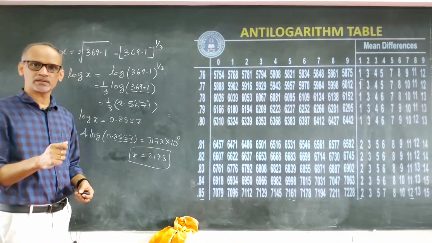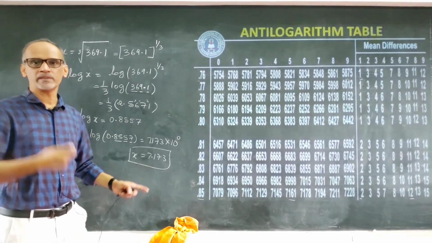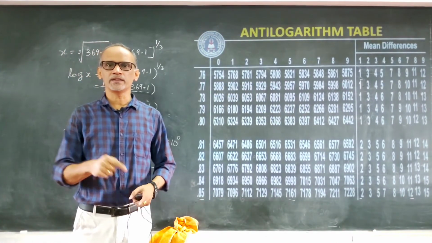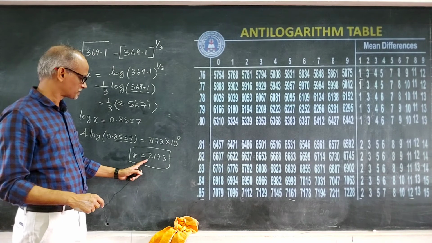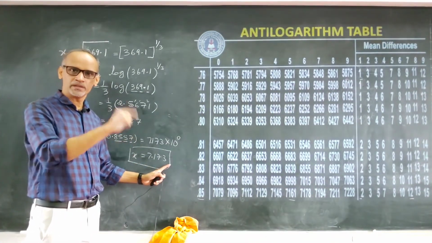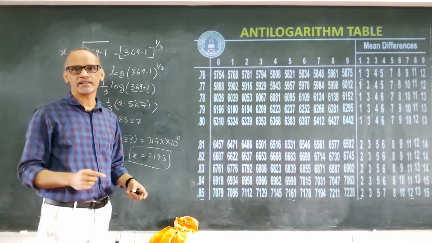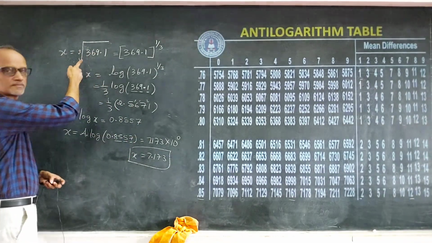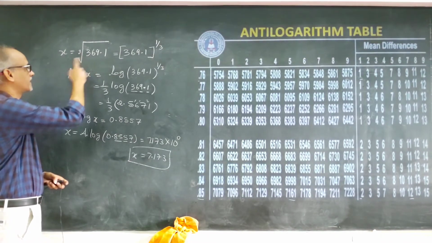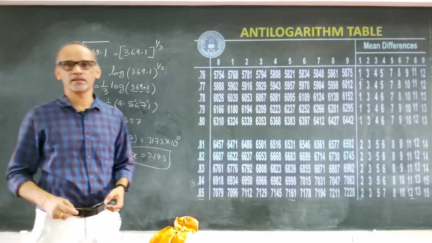So, we can check the cube of this number. Find the cube of this number using the calculator. How to find the cube? Multiply 7.173 into 7.173 into 7.173. That means multiply this number a total of 3 times, and you should get this answer. Surely you will get that answer. Only then can we verify that our answer is correct.